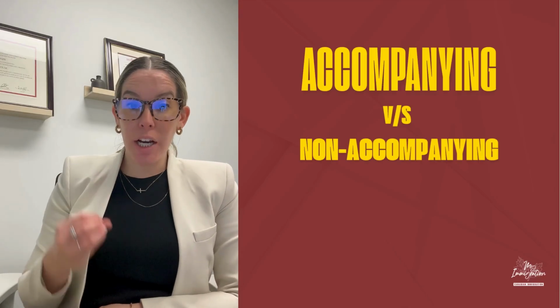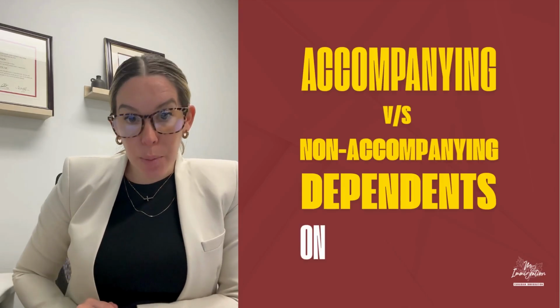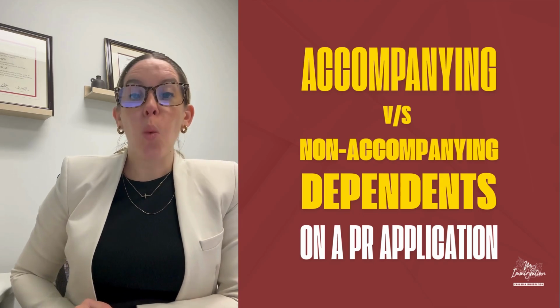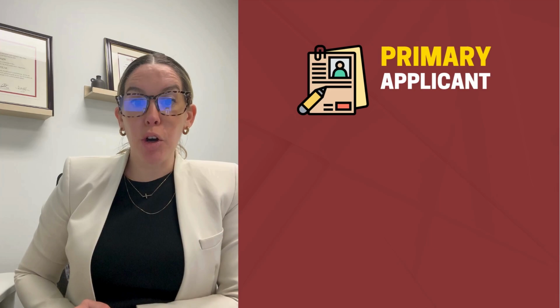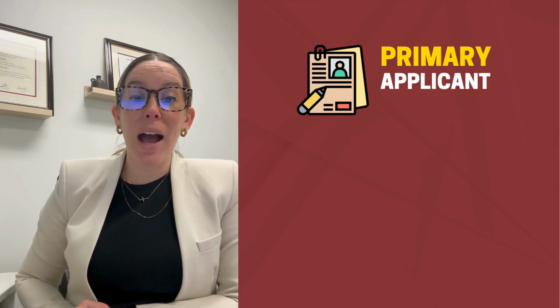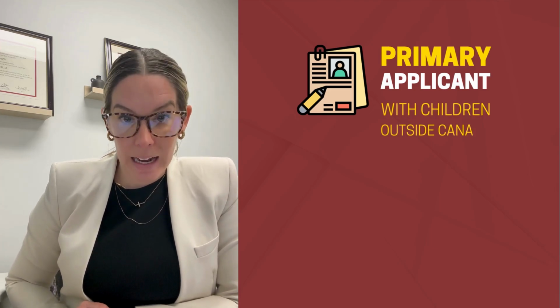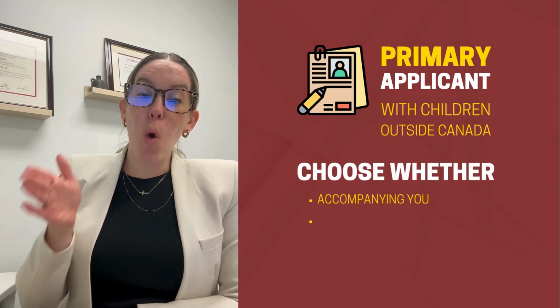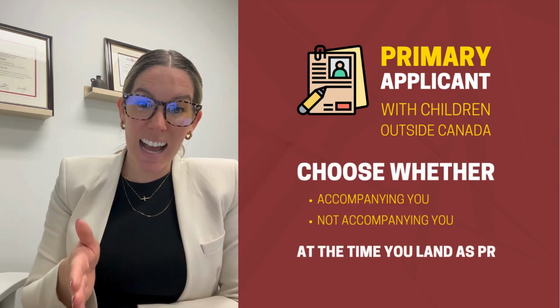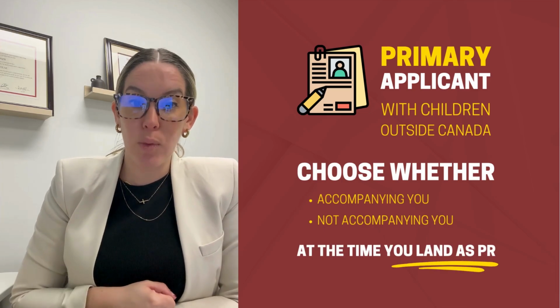Accompanying versus non-accompanying dependents on a permanent residency application. What is the difference? If you are a primary applicant on a permanent residency application, but you have children outside of Canada, you need to choose whether they will be accompanying you or not accompanying you at the time that you will land as a permanent resident.